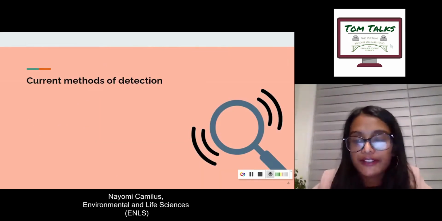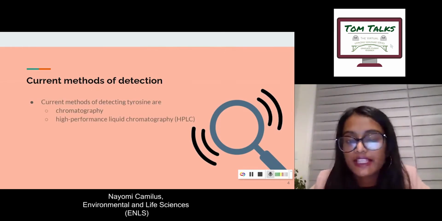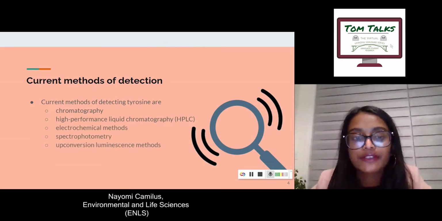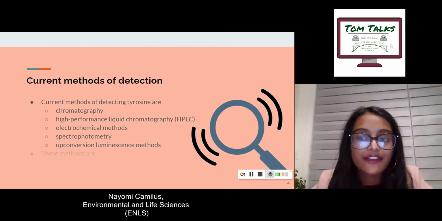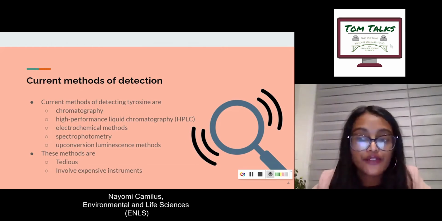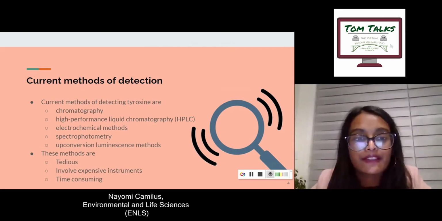So now currently there are various methods to detect tyrosine. Some of them include chromatography, high-performance liquid chromatography, electrochemical methods, spectrophotometry, upconversion luminescence methods. Although these methods are available to detect amino acids, they have some downfalls as they are tedious, they involve expensive instruments, and are time-consuming. And this here shows us that there is a need to detect these amino acids, especially tyrosine and its analogs, and the methods listed here are not really helpful or advantageous in terms of their detection.